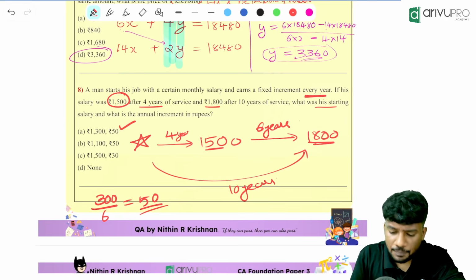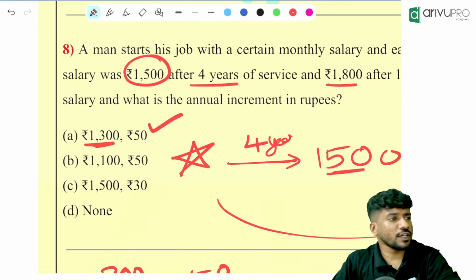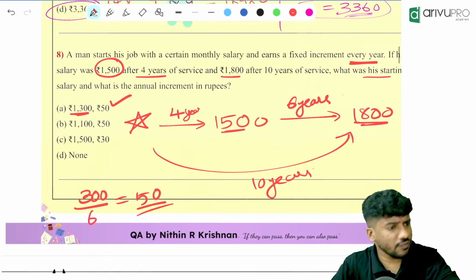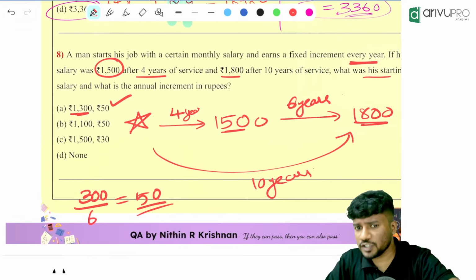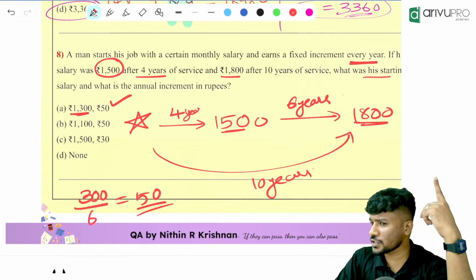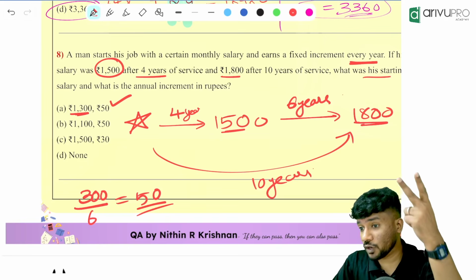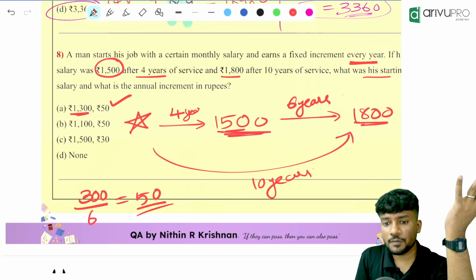Try option A. If option A was the initial salary, you can always use option hitting in order to get the answer. Directly we are going for that. Initial salary is 1300. First year he got 50. That means 1350. Second year he got again 50, 1400. Then third year 1450. Fourth year it is how much?